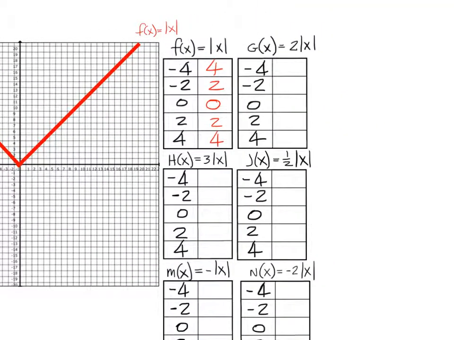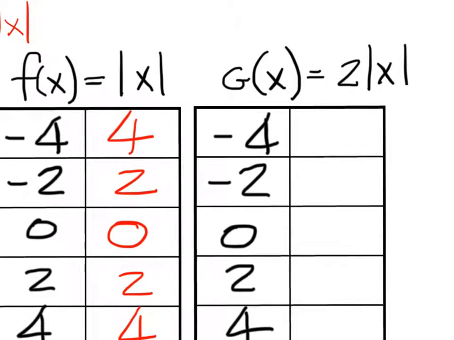The next one is the same function except it's been multiplied by 2. So we're going to find 2 times the absolute value of x. And I'll do this one in blue. The absolute value of negative 4 is what? The absolute value of negative 4 is not 8. It is 4. Then I multiply 4 by 2 to get what? 8. There is your first value.